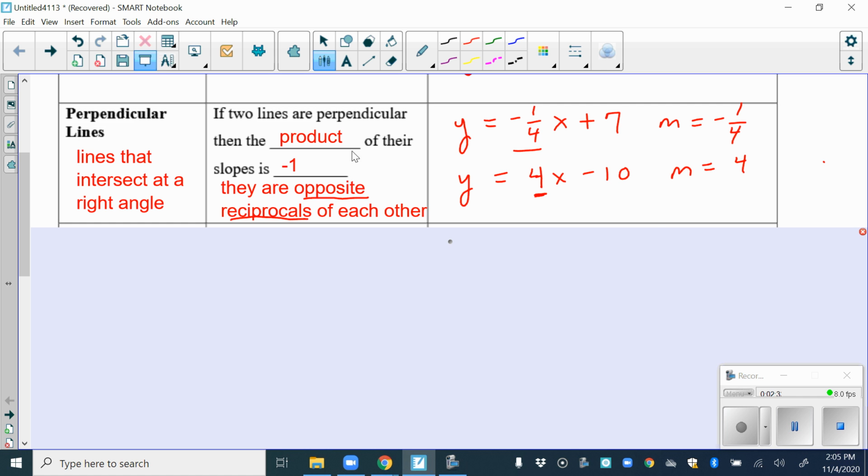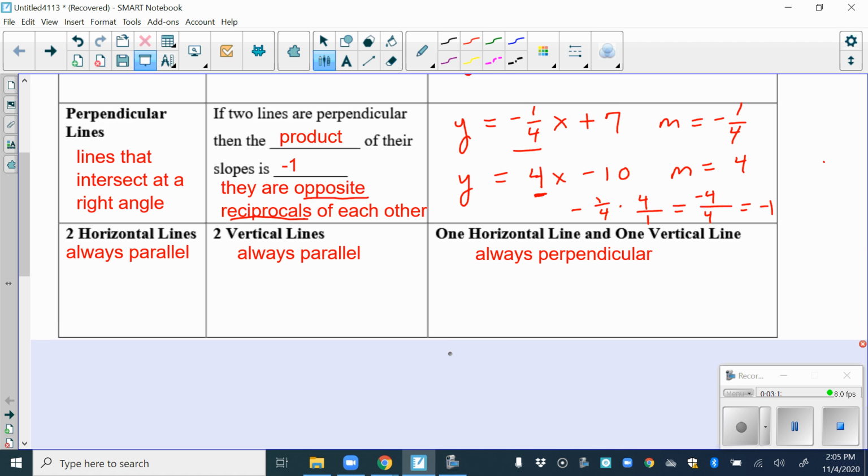Now, we said the formal definition says the product of the slopes is -1. If I take -1/4 and +4 and multiply them together, we make 4/1 and multiply straight across. -1 times 4 would be -4. 4 times 1 is 4. -4/4 would reduce to -1. So notice that when we multiply those two slopes together, you get -1. That means that these two lines, y equals -1/4 x plus 7 and y equals 4x minus 10, would be perpendicular.